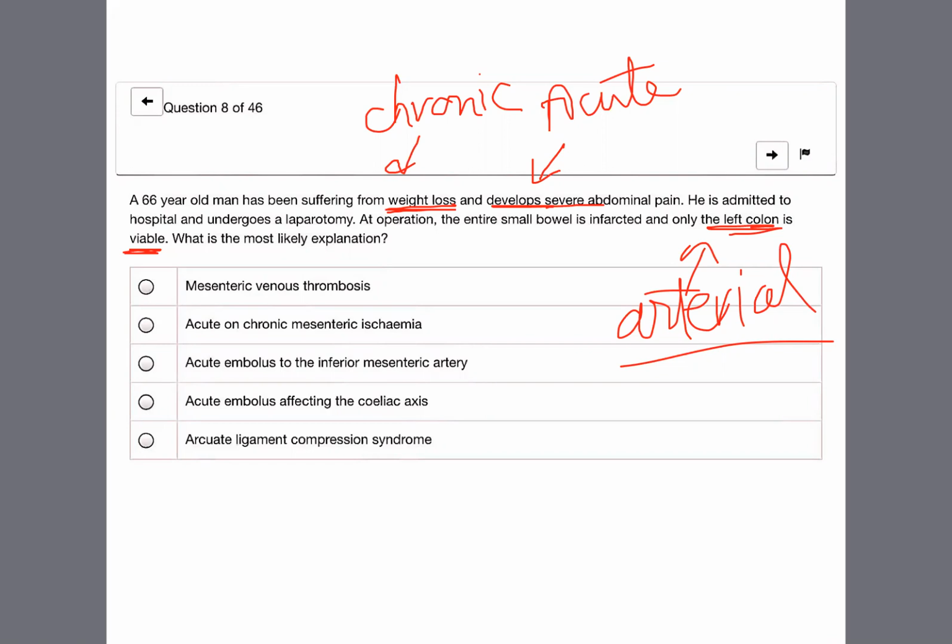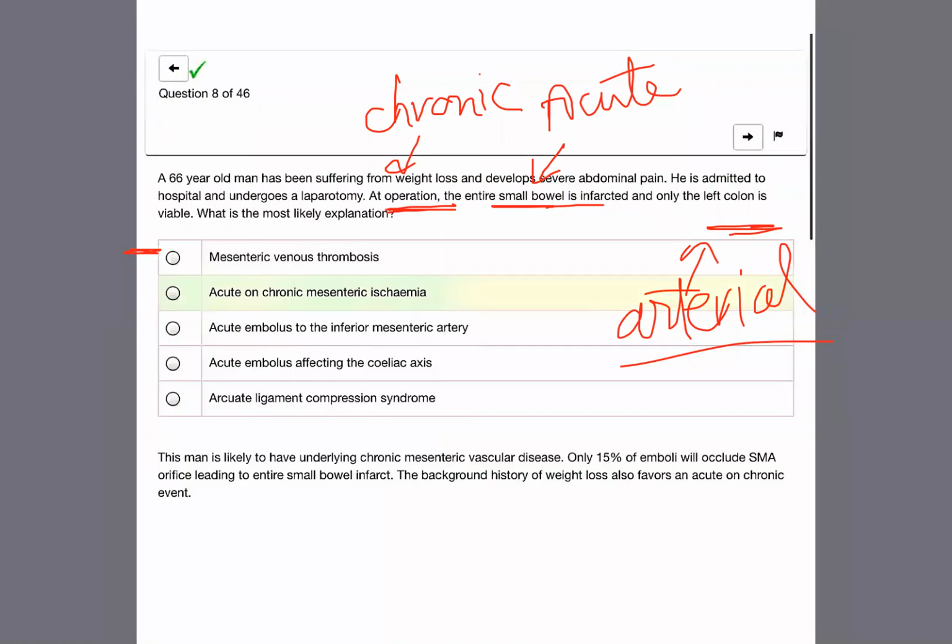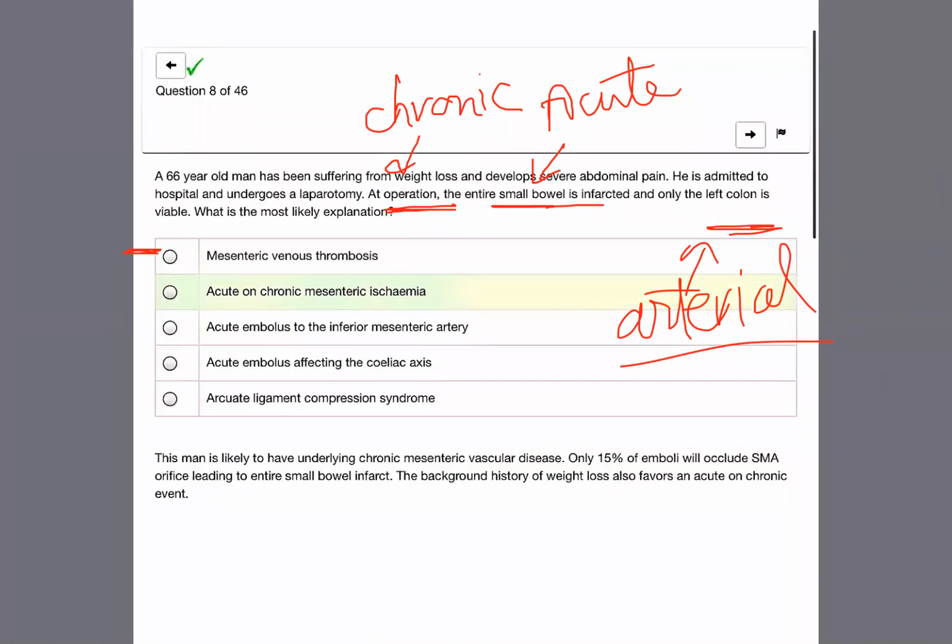Okay, and he had an operation. So infarction means arterial, then left colon only. What supplies the left colon is the inferior mesenteric. And what supplies the other part of the intestine and colon? Superior mesenteric. So this is acute on top of chronic. So it will be B.